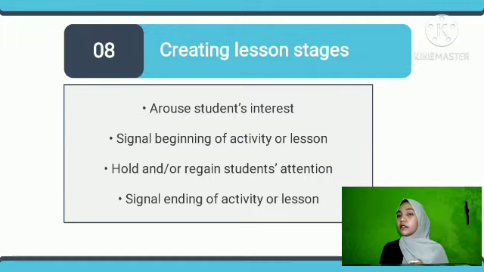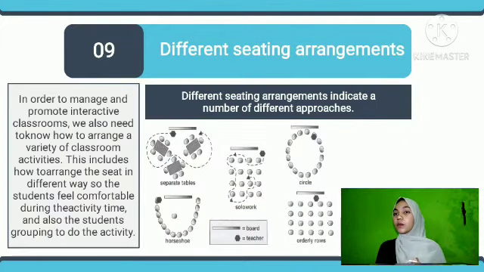In creating lesson stages, there are 4 points. For the first one is arouse student interest. The second one is signal beginning of activity or lesson. The third is hold and or regain student attention. And the last one is signal ending of activity or lesson. And then for the last one is different seating arrangement and different student grouping.